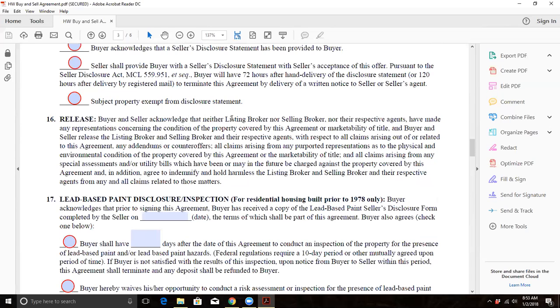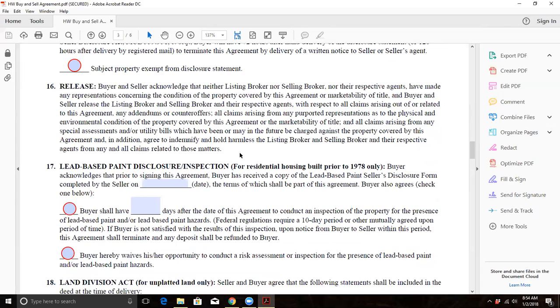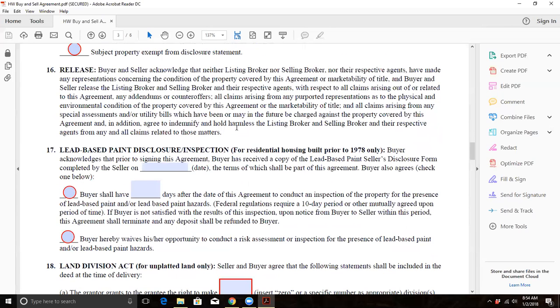Buyer and seller acknowledge that neither listing broker nor selling broker nor their representatives have made any representations concerning the condition of the property covered by this agreement or marketability of title, and buyer and seller release the listing broker and selling broker and their respective agents with respect to all claims arising out of or related to this agreement, any addendums or counteroffers, all claims arising from any purported representations of physical and environmental condition of the property covered by this agreement or the marketability of title, and all claims arising from any special assessments and or utility bills which have been or may in the future be charged against the property covered by this agreement, and in addition agree to indemnify and hold harmless. It's CYA language, basically.